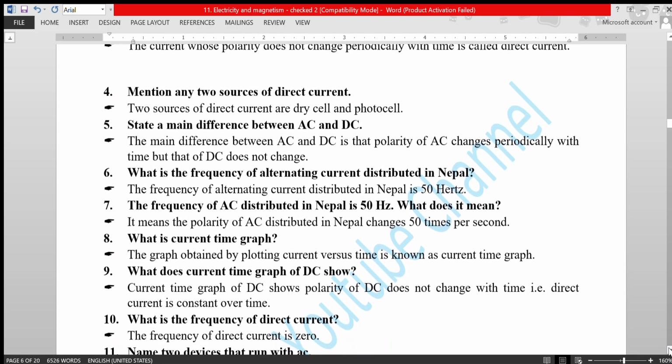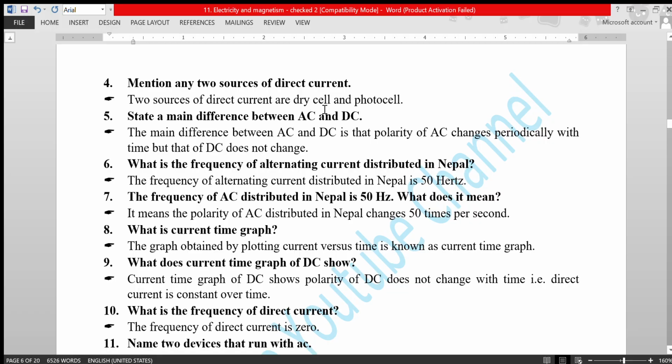Mention two sources of direct current. The answer is dry cell and potentiometer. State the difference between AC and DC. The main difference between AC and DC is that the polarity of AC changes periodically with time, but that of DC doesn't change.